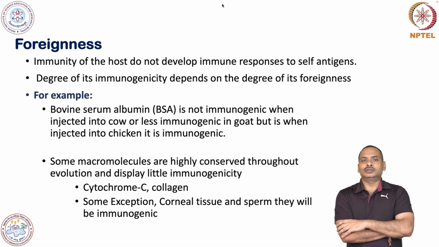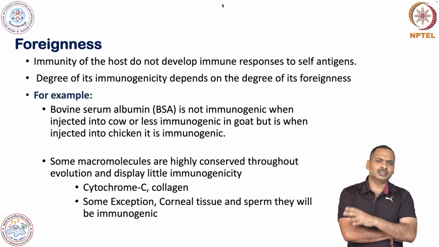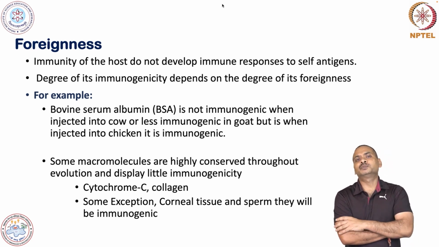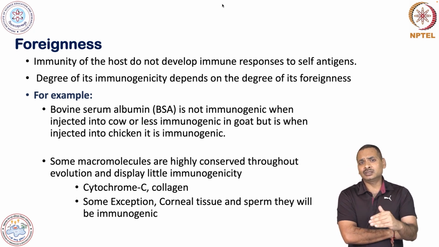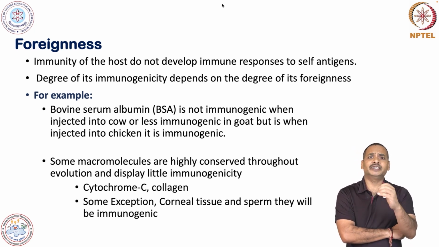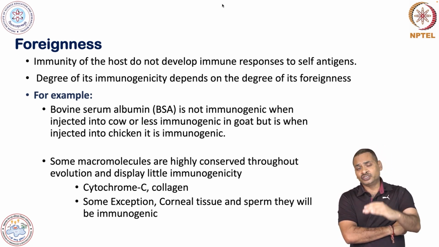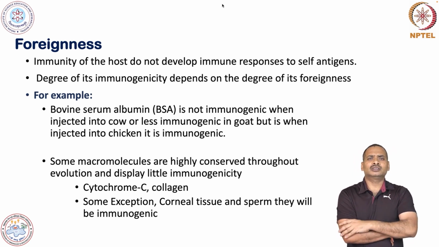During development of immunity, at the beginning, these antigens were not exposed, and that is why the body does not develop any tolerance against these antigens, the corneal antigen and the sperm antigen or sperm proteins. So, if you prepare this protein and inject it into the host, then it will be immunogenic.